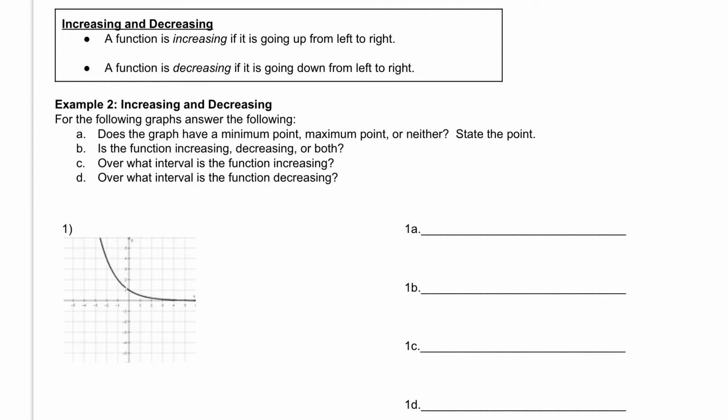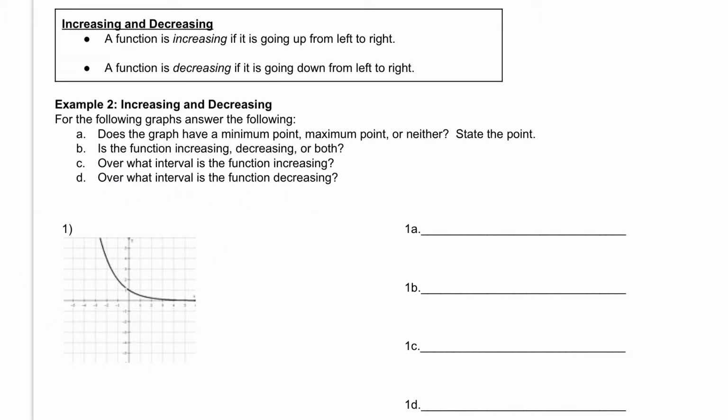In example 2 here, for the following graphs, we want to answer the following. Does the graph have a minimum point, maximum point, or neither? And then state the point. Is the function increasing, decreasing, or both? Over what interval is the function increasing, and over what interval is the function decreasing?